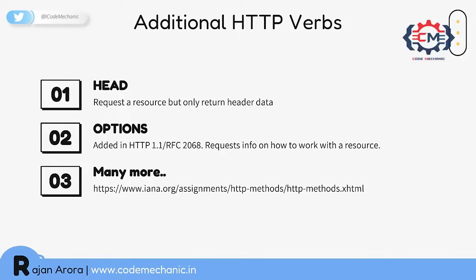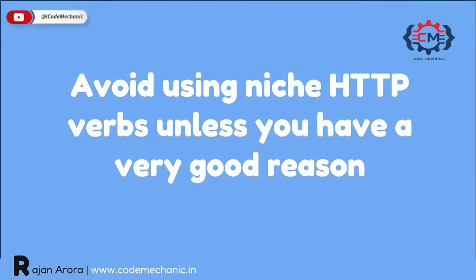IANA defines at least 39 different verbs in its method registry if you are interested in learning more. The vast majority of web APIs only need GET, POST, PUT and delete. You may find patch, head or even options useful as well for certain optimizations. But you should avoid using less common HTTP verbs unless you have a compelling need to do so, as many API clients and tools are unlikely to support them, and many developers will be unfamiliar with them.